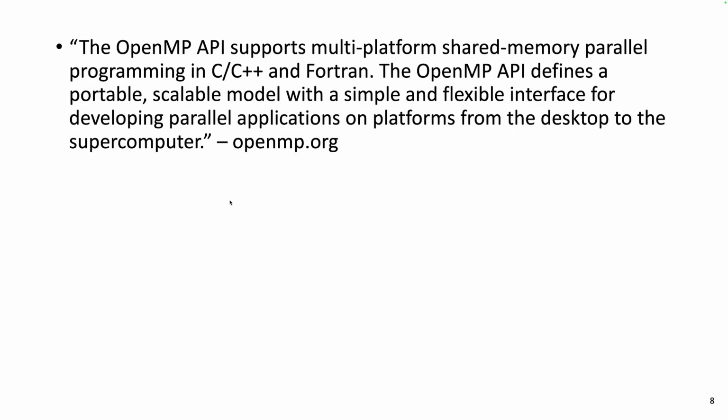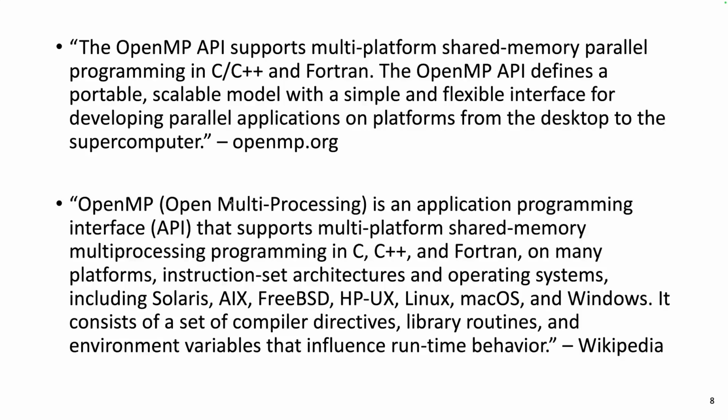So a couple of definitions, a couple of things from online. openmp.org: The OpenMP API supports multi-platform, shared memory, parallel programming in C++ and Fortran. The API defines a portable, scalable model with a simple and flexible interface for developing parallel applications. Wikipedia: OMP is an application programming interface that supports multi-platform, shared memory, multiprocessing, and goes on to list a bunch of behaviours. It consists of a set of compiler directives, library routines, and environment variables that influence runtime behaviour.